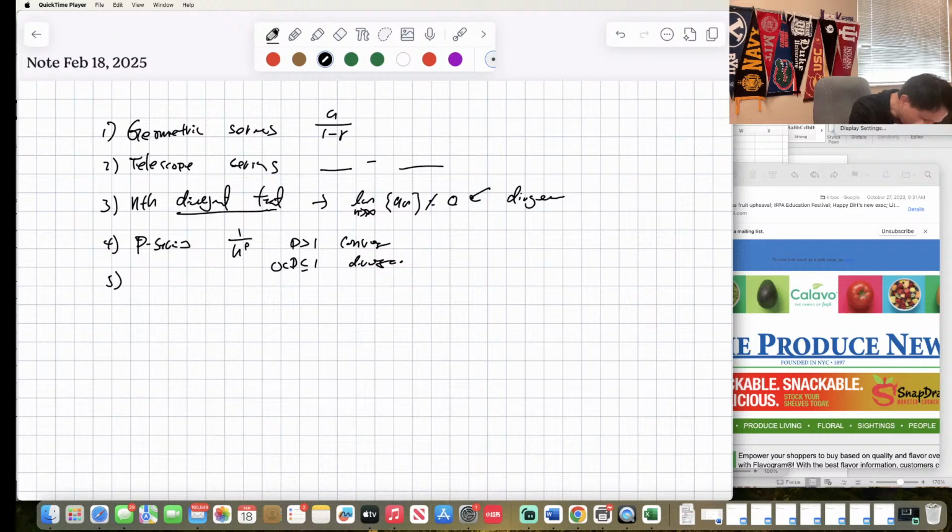Okay. And then, what's the next one? Integral test. But the integral test requires the function to be continuous. Second, it must be positive. And third, it must be what? Decreasing. So you must prove decreasing as well. And there's a couple ways to prove decreasing, right? What is the first way? Take a derivative and a number line, right? Derivative and number line.